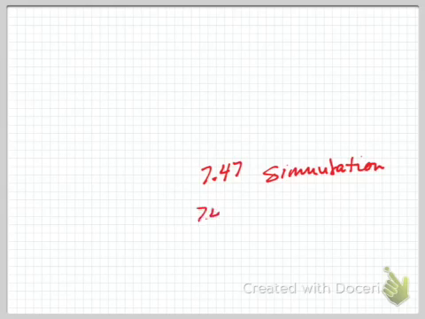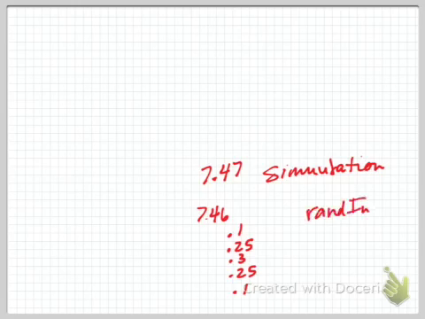Remember, in 7.46 we had probabilities of 0.1, 0.25, 0.3, 0.25, 0.1. And I've said always that when you have probabilities that you need to simulate, then you just are going to do random integer on your calculator, and we're going to do 1 to 100 because we have 100%.